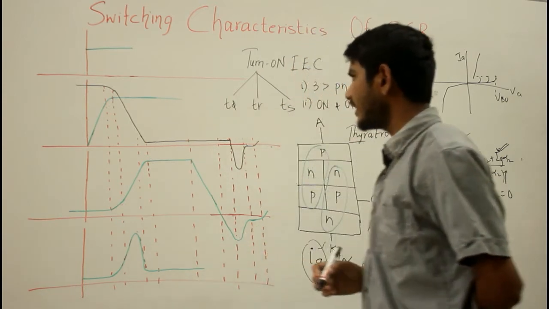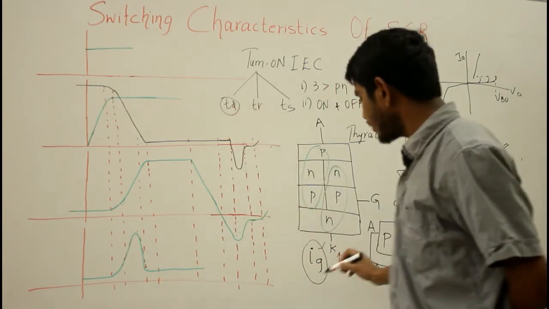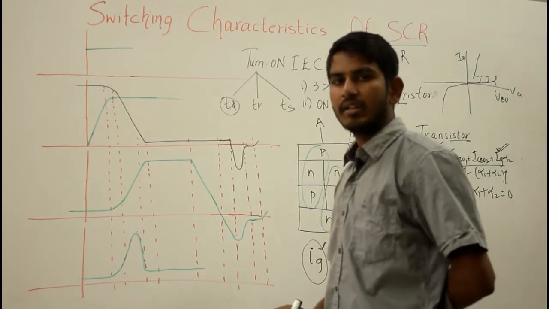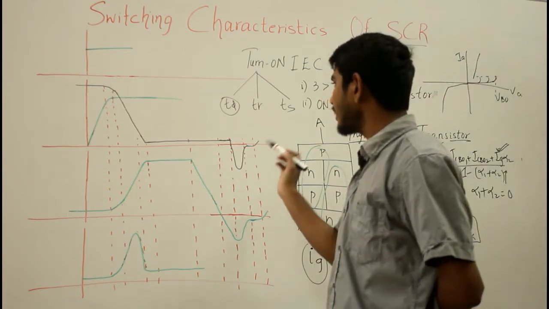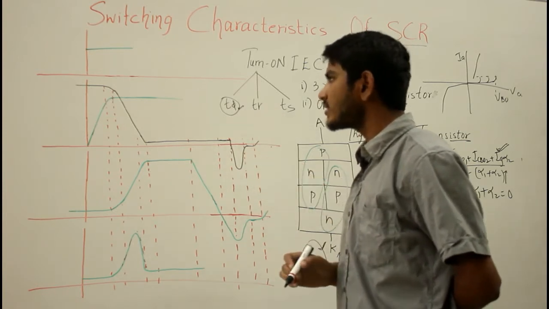Now speaking about the delay time, in this interval, after the application of the gate current, the thyristor starts conducting in a very small region. So over a tiny region, the thyristor will start conducting, and the delay time can be defined as an interval.